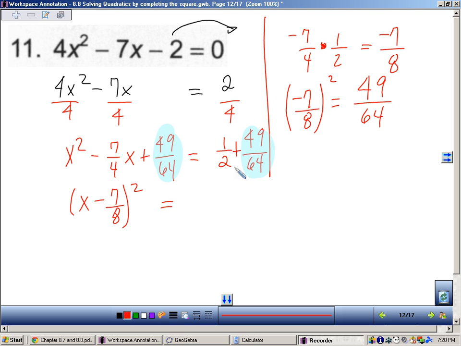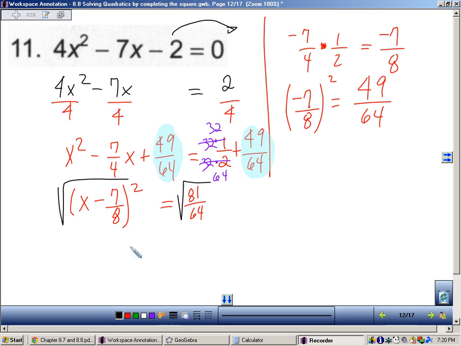Okay. Here, pay attention. 64 is 32 times 2. So to add a half plus 49/64, let's make a half into 64ths by multiplying it by 32. And so this becomes 32 over 64. Adding 32 and 49, if it was 50, it'd be 82. It'd be 81 over 64. All right? And each of those is a perfect square number, which is nice.